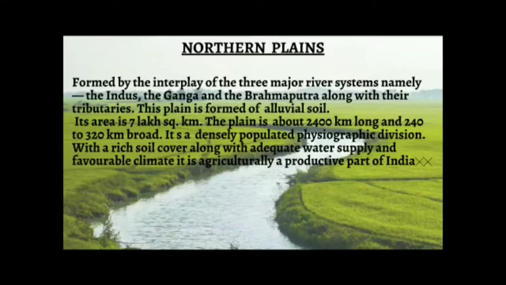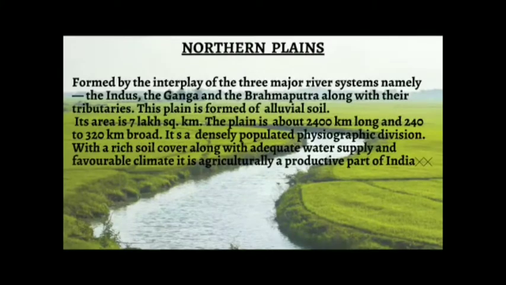So the northern plain is made up of alluvial soil. This is formed by the interplay of three major river systems. That is the Indus River towards the west, then the Ganga in the middle of India, and the Brahmaputra towards the east. All these three major rivers and their tributaries together form this northern plain. This plain is formed of the alluvial soil, that is the alluvium brought by these rivers.